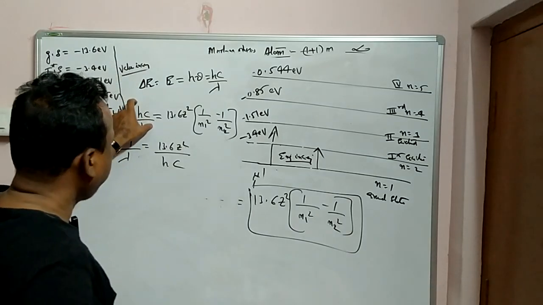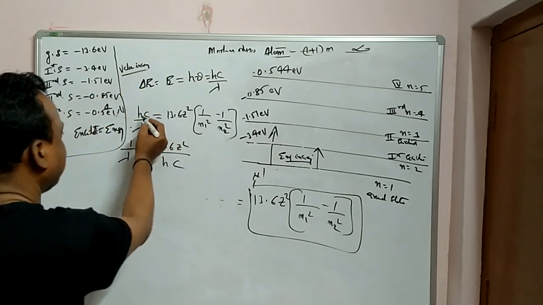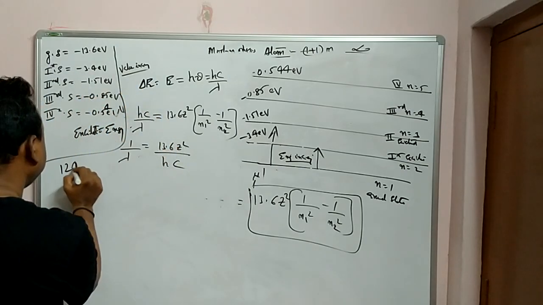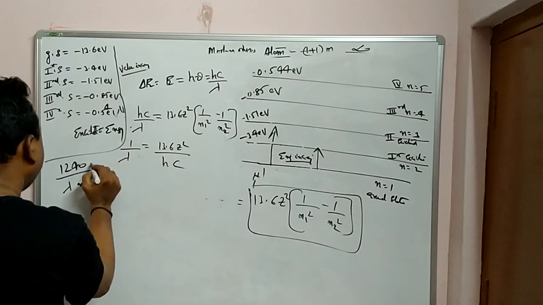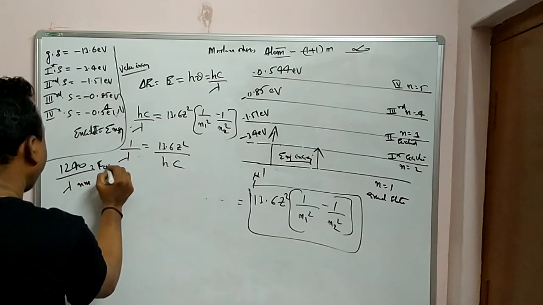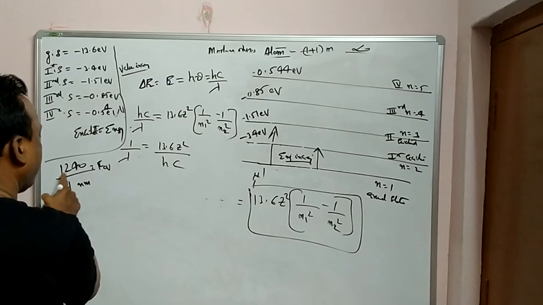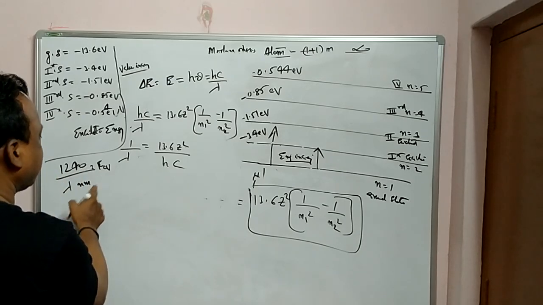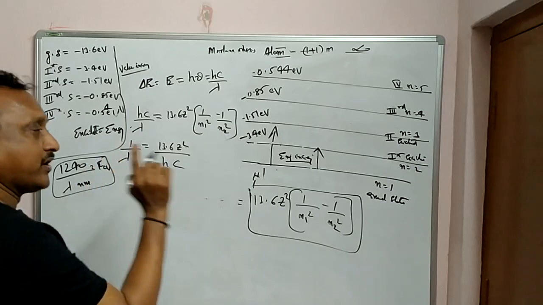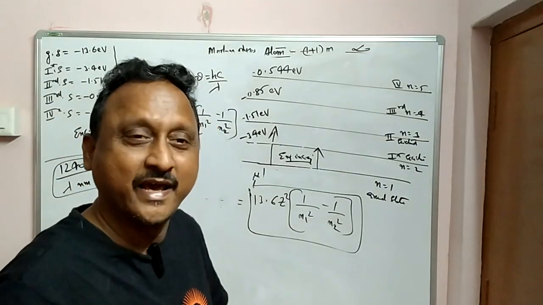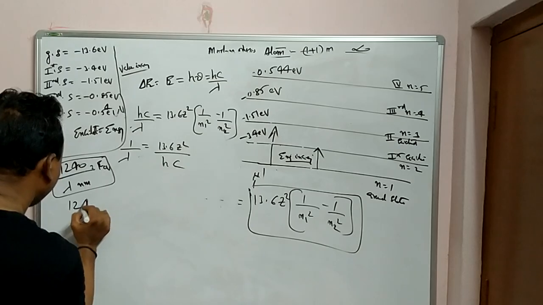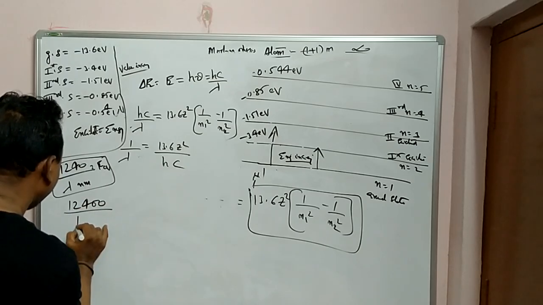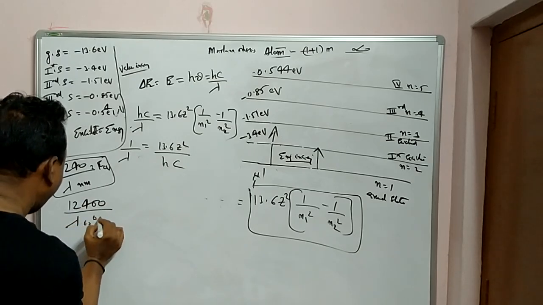Apart from that, we have one more standard formula also for this one. 1240 when lambda is in nanometers, that is energy in electron volts. We have this formula also. 1240 divided by lambda in nanometers gives energy in electron volts, or 12400 by lambda in angstroms. You can use 12400 when lambda is in angstroms.